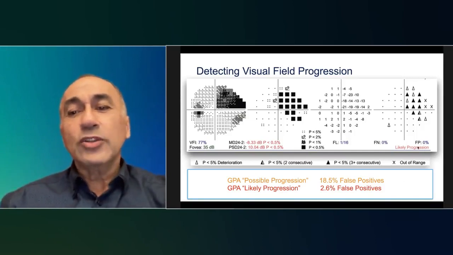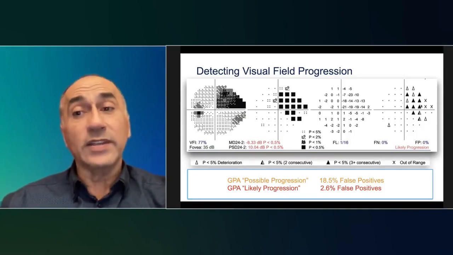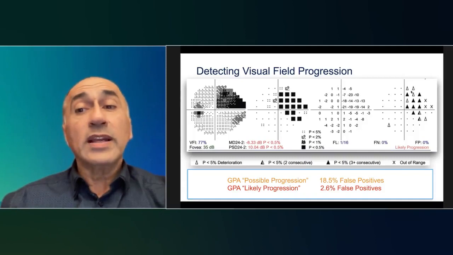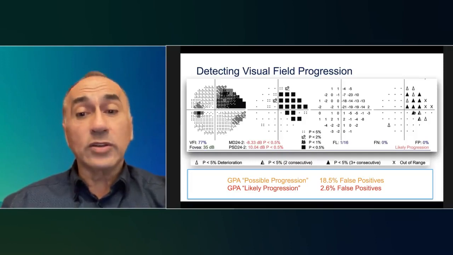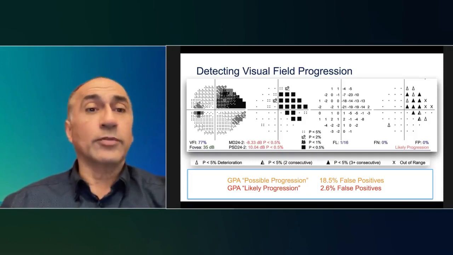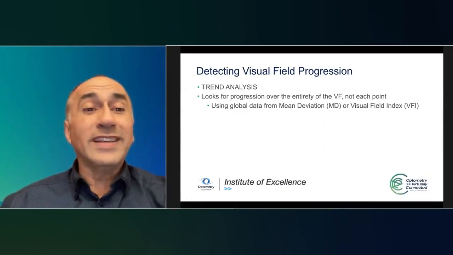The software will tell you when the progression has been significant, and you can tell where it's been significant. So we can see that left superior nasal step has worsened significantly. The left inferior nasal step is starting to worsen a little bit in that area. So it tells us that progression has occurred and where it's occurred. It doesn't tell us how fast the rate of progression is going. That's what we have trend analysis for.